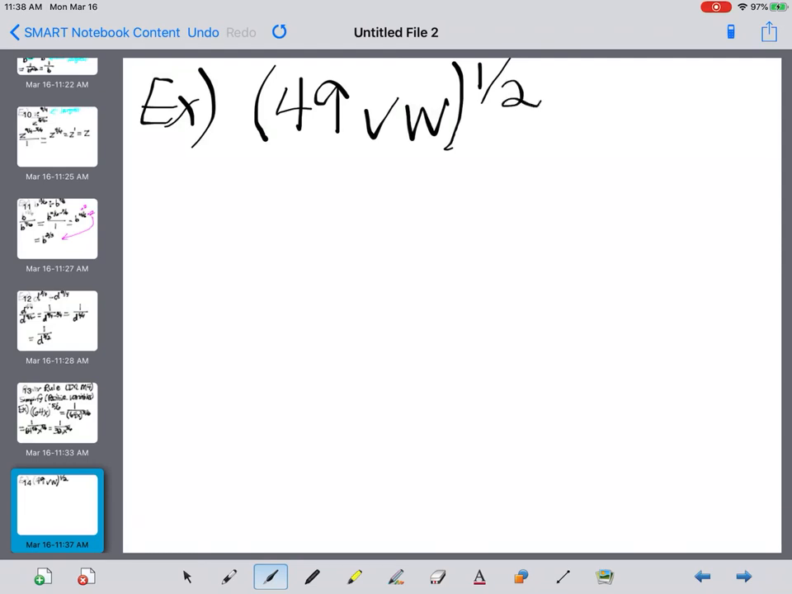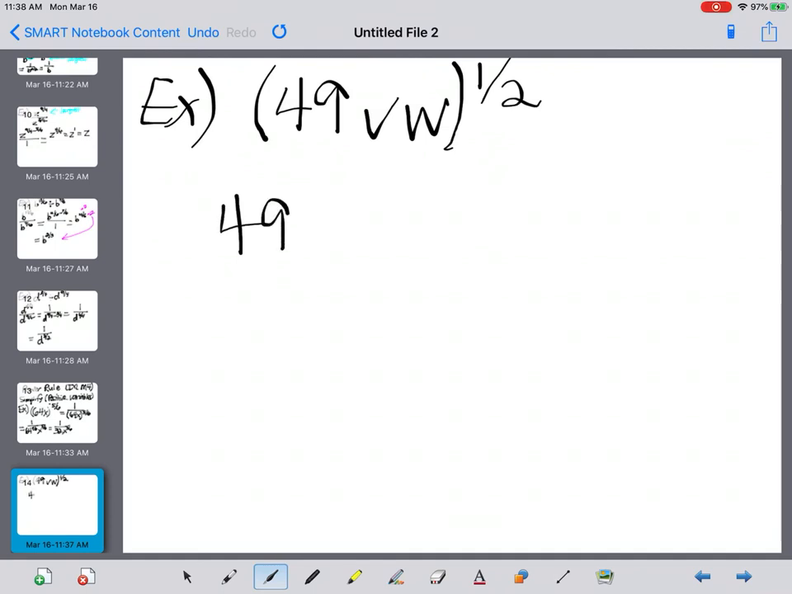Okay, so on this one here, I know that 49 is a perfect square, so I know that's going to be 7. But anyway, I'm kind of getting ahead of myself a little bit. So we're going to do everything to the 1/2 power here. So just like we did in the last one, we don't have a negative exponent, so I don't have to worry about moving anything to the bottom or vice versa. Everything's just going to stay right where it is.